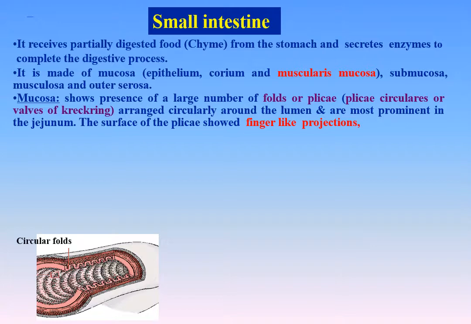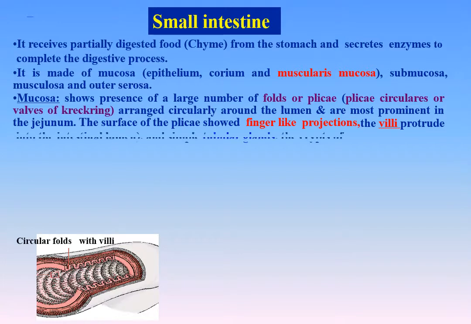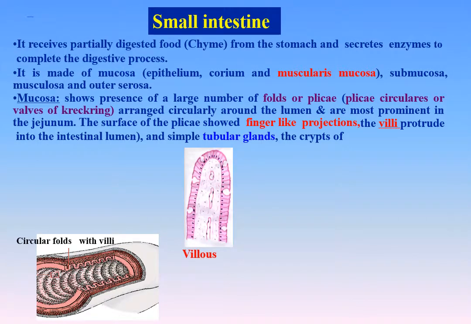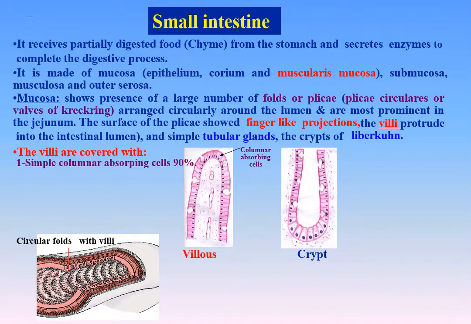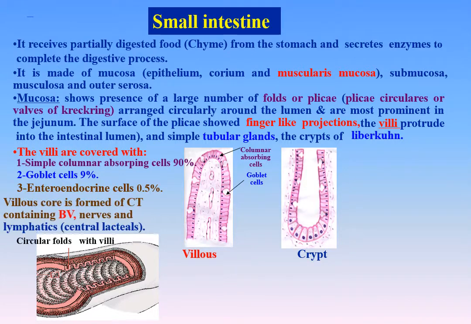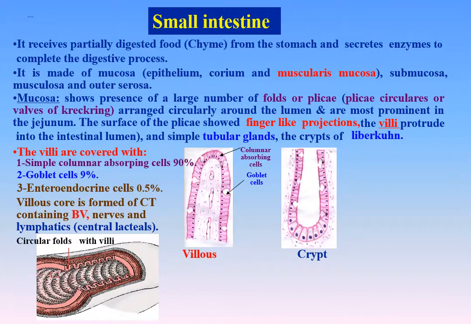The surface of the plicae shows finger-like projections, the villi, which protrude into the intestinal lumen, and simple tubular glands, the crypts of Lieberkühn. The villi are covered with simple columnar absorbing cells, about 90%, goblet cells, about 9%, and enteroendocrine cells, or APUD cells, about half to 1%. The villus core is formed of loose connective tissue containing blood vessels, nerves, and lymphatics, which are called central lacteals.